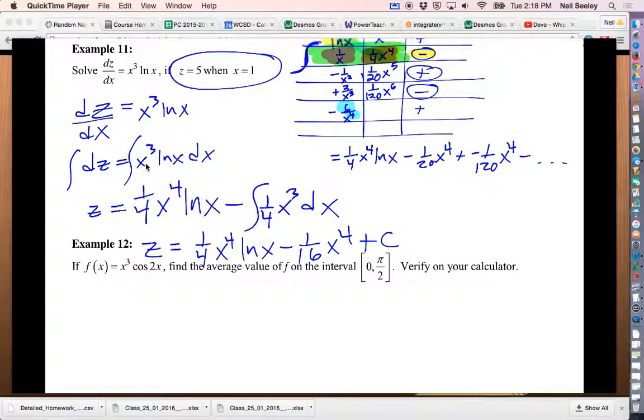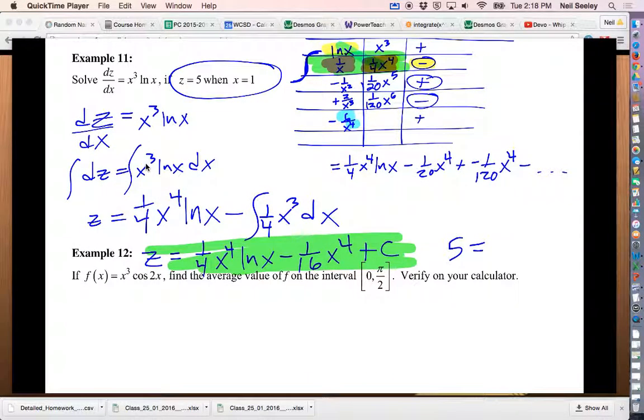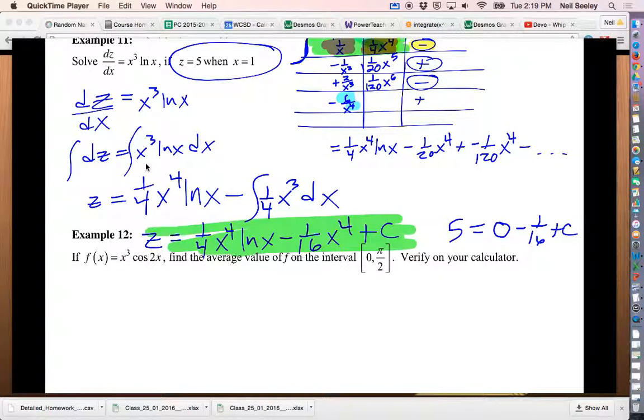And that's the general solution. We like general solutions, but this one gives us a c possibility by putting in 5 and 1. So you get 5 equals 1/4 ln of, okay, 1/4 times 1 to the 4th. ln of 1 is 0. So that first chunk, if I put 1 in for x, is 1 to the 4th times ln of 1, that's 0. The second chunk, you put in 1 and you just get minus 1/16 plus c. And so our c is going to be 5 and 1/16, 81/16. That's the end of our story.